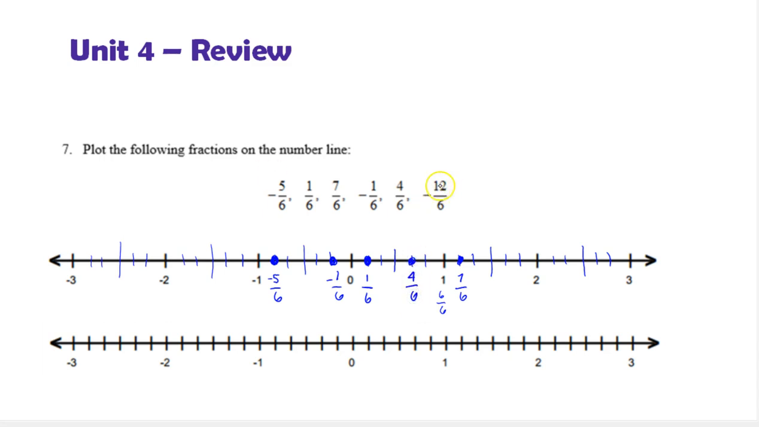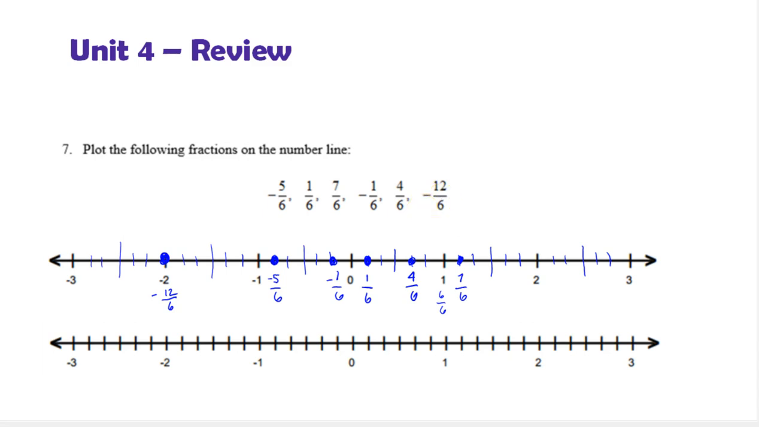And finally -12/6, I'm going to count 12 to the left. So 1, 2, 3, 4, 5, 6. Notice -6/6 is at -1. 7, 8, 9, 10, 11, 12. So right at -2, we have -12/6. And that makes sense. They're actually equivalent. Think about our division of integers. If you divide 12 by 6, it's 2. A negative divided by a positive is negative, and we get -2.